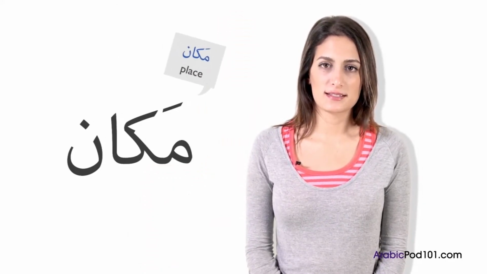Now, let's learn a couple of new words using Meem, noon, and some letters we've previously learned. Our first word is makan, meaning place. Here we have a Meem with a fatha on top, connected to a Kaf. Then we have an alif in the final form because it doesn't have a medial form. After this is noon in the isolated form because it cannot be connected directly to the alif.